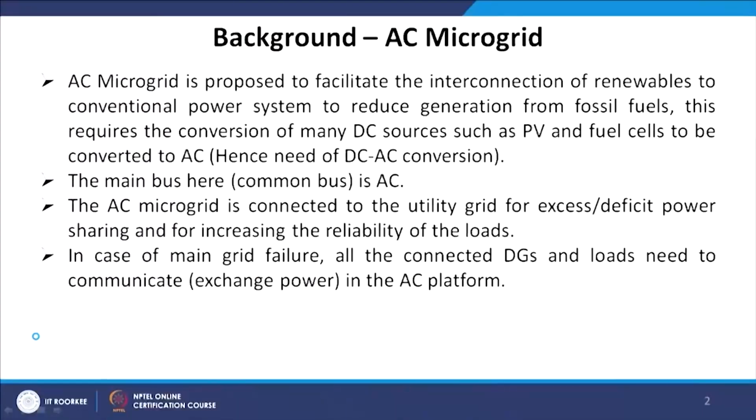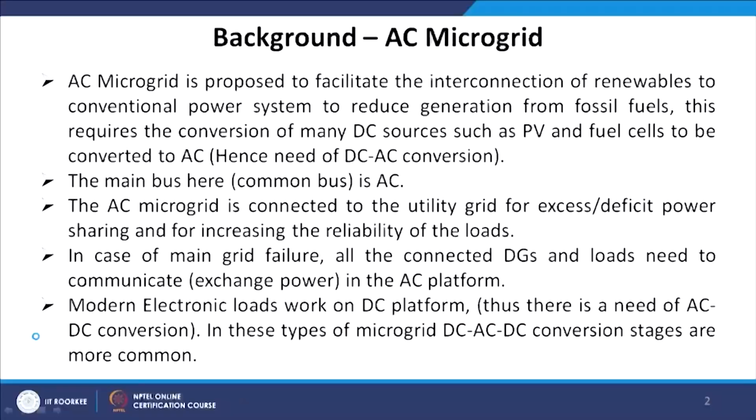In case of main grid failure, all the connected DGs and loads need to communicate in the AC platform, because it is purely an AC grid. Modern electronic loads work on a DC platform, and in this type of microgrid, DC to AC and further AC to DC conversion stages are more common, because you generate power in DC, connect to your AC grid, and try to cater your loads in DC. So, DC to AC, AC to DC. Those types of conversions are very common in case of AC microgrid.